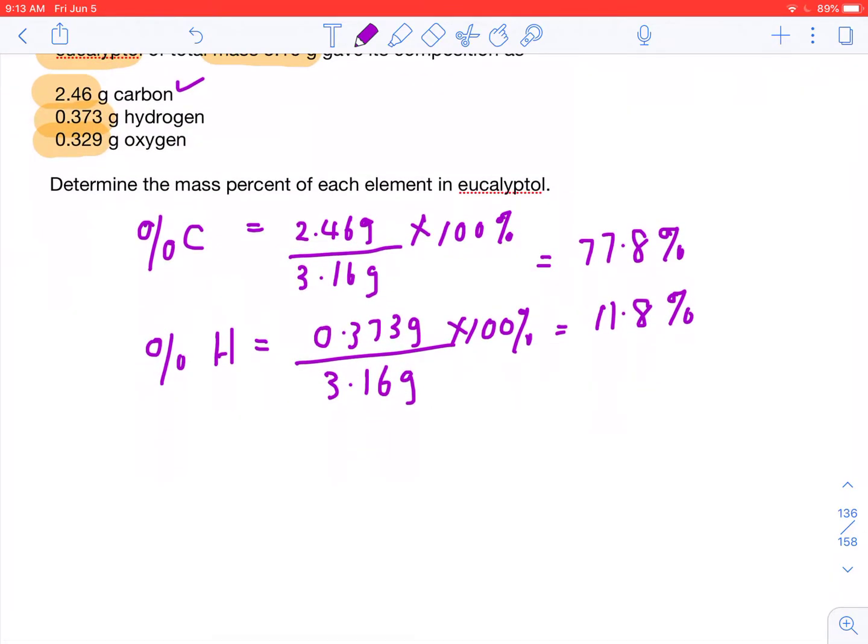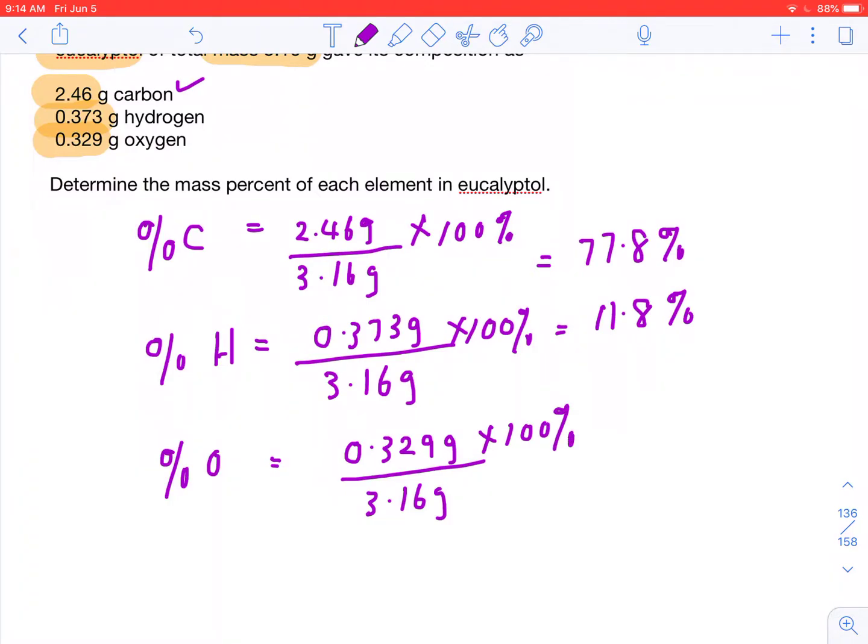Right, and then if we want oxygen in here, which is equal to 0.329 grams all upon 3.16 grams, right, times 100%, which then gives us 10.4%, right? And if we look at this should be 100.